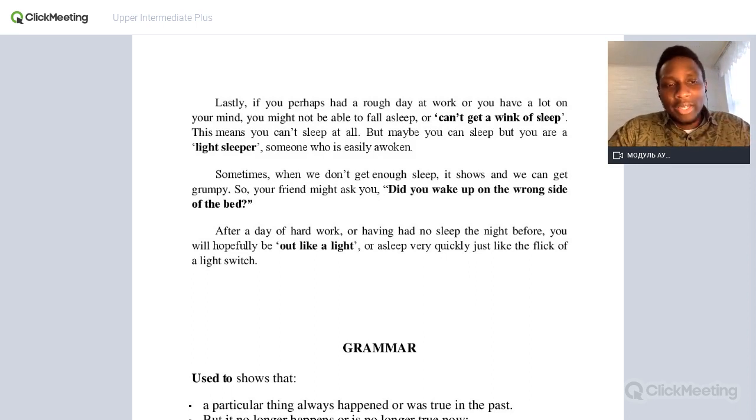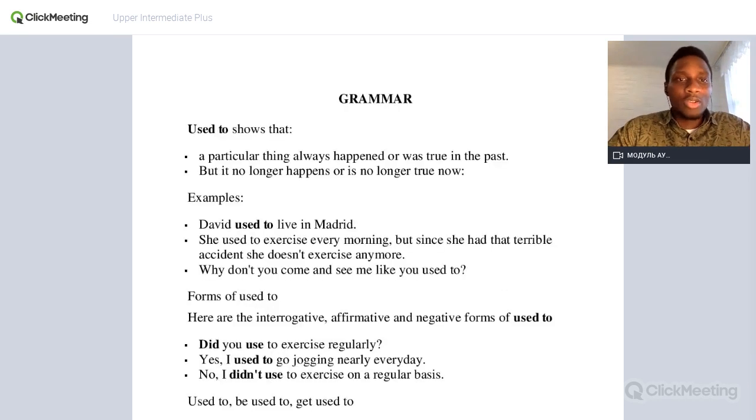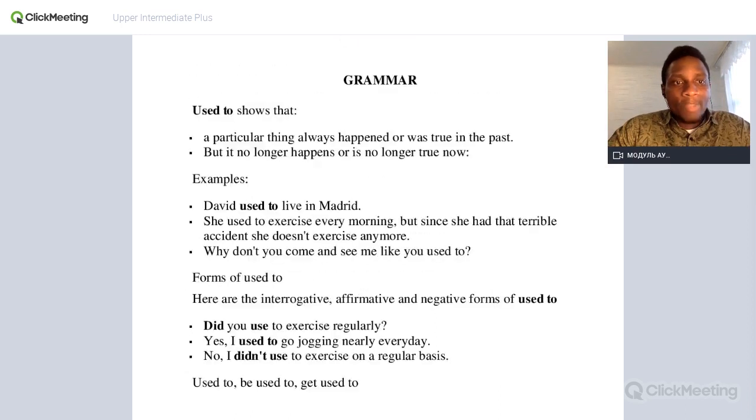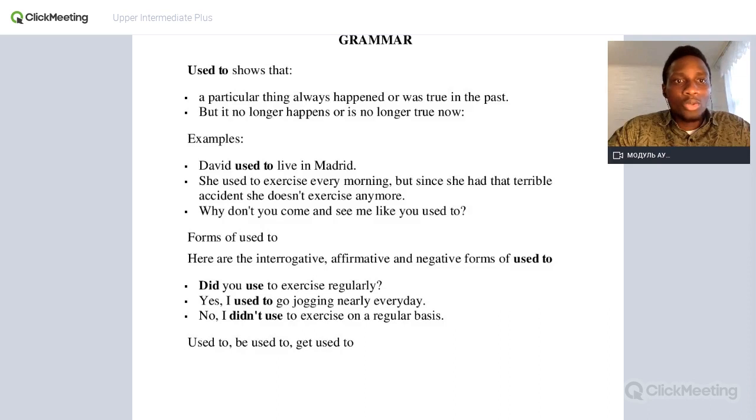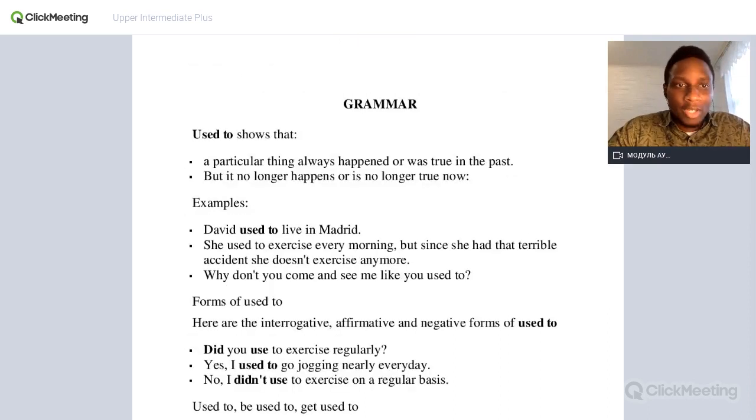And then we have here some example basic grammar. We have "used to". Now, "used to" shows that a particular thing always happened or was true in the past, but it no longer happens or is no longer true now.